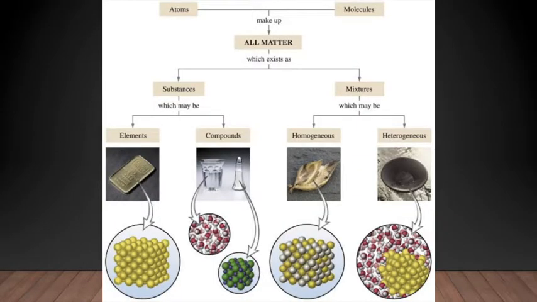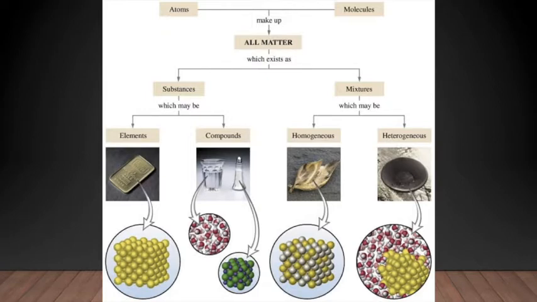In here we have a chart that is going to help us organize all this knowledge that we have been talking about. We have atoms, and atoms, when they join together, they form molecules. Now these molecules make up all types of matter. And all types of matter can be substances, or pure substances, and also mixtures. The substances can be divided into elements and into compounds.